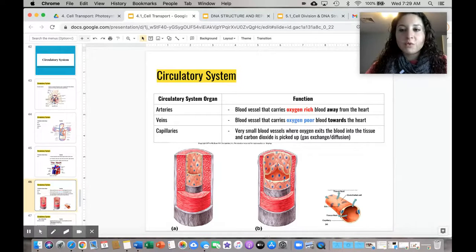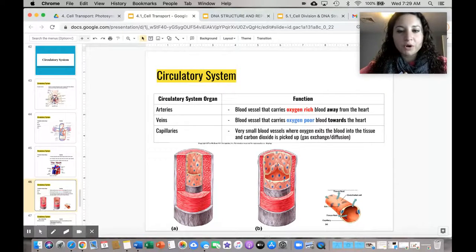Generally, this is moving away from the heart. So again, I will get into the pathway that blood flows through, but it will make a little bit more sense when we get there. So veins are sort of the opposite of arteries. Veins, again, are large blood vessels, but they carry oxygen-poor blood, and they carry this blood towards the heart.